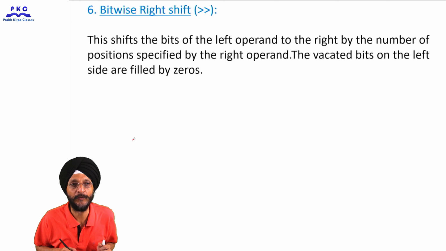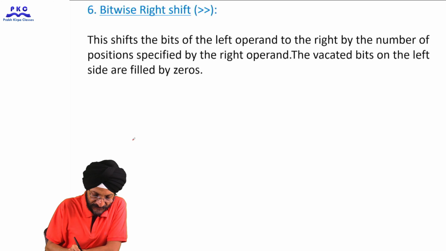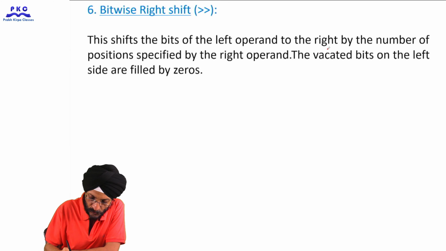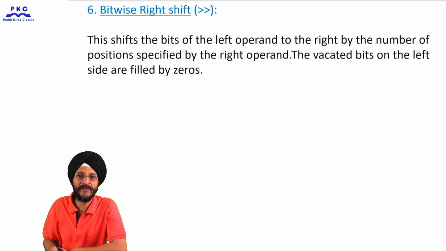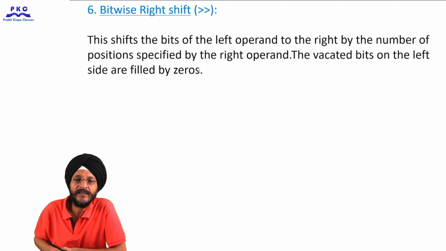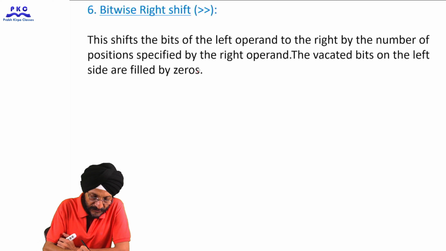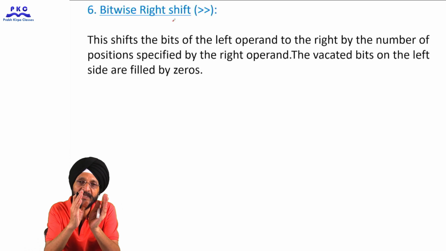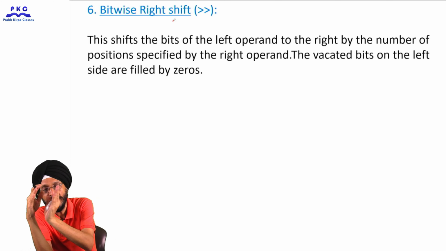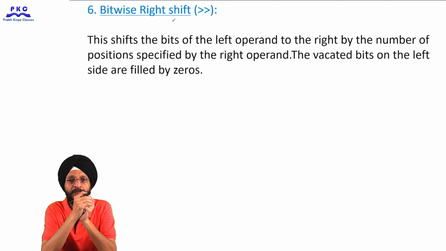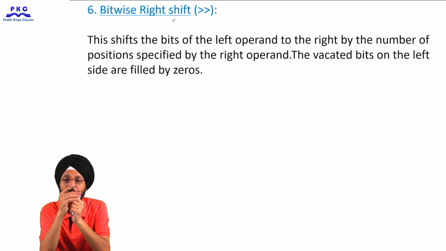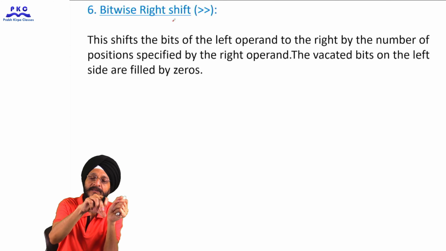Now the bitwise right shift operator. This operator shifts the bits of the left operand to the right by the number of positions specified by the right operand. The vacated bits on the left side are filled with zeros. What does it mean? It seems to be very technical, but it is not that difficult. It is right shift. It simply means that we are to shift the bits to the right hand side. How many times do we have to shift? The number of bits which will be given there.